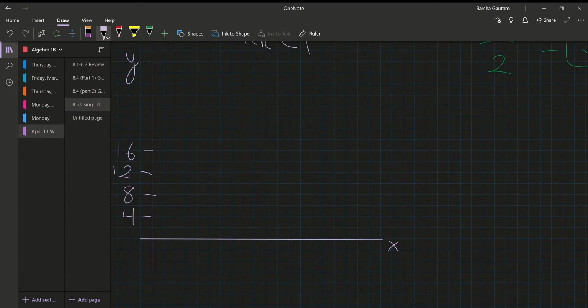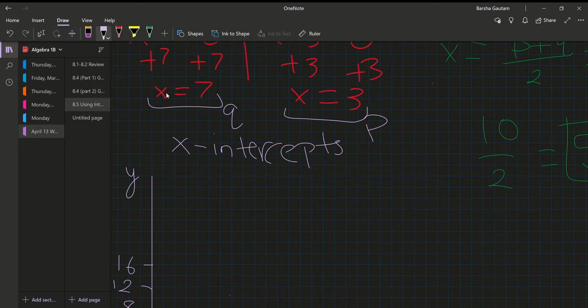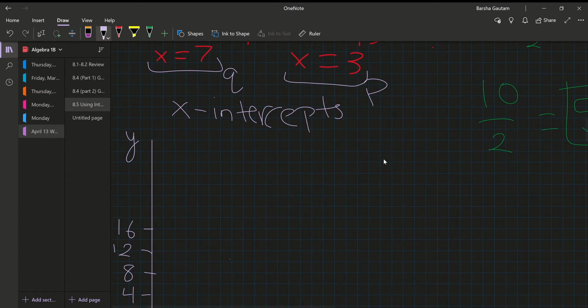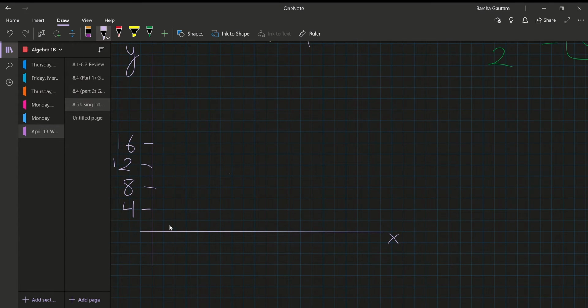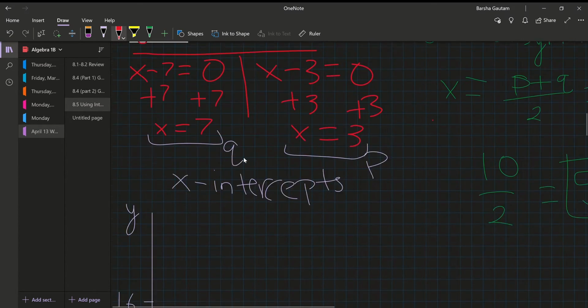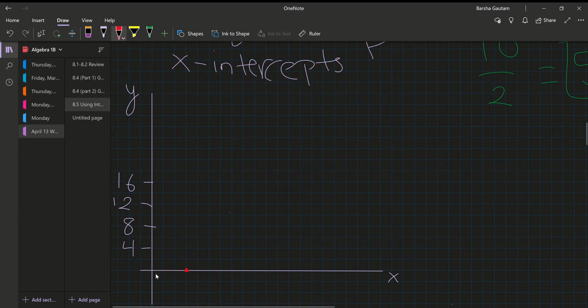Okay, so our x-intercepts are x equals 7 and x equals 3. So if we wanted to plot as a point, that would be 7, 0 and 3, 0. So let's go ahead and plot 3, 0 first. 1, 2, 3. So that would go right here. That would be one of our x-intercepts. And our second point was x equals 7. So let's go to 7. 1, 2, 3, 4, 5, 6, 7.